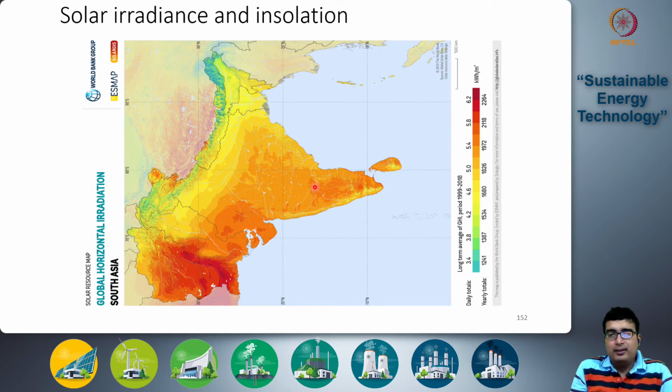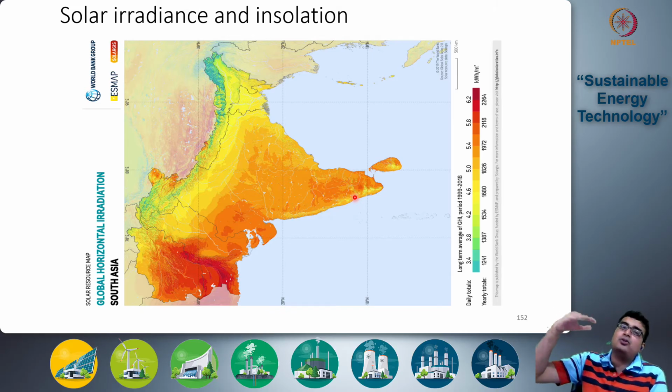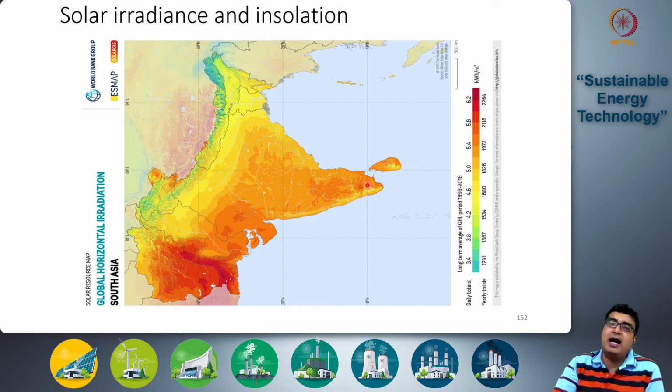These are the values that are available for India, global horizontal irradiation, daily totals and yearly totals. As you would expect, the arid regions in Western India are some of the best places for having solar cells, as well as the low latitude regions in Tamil Nadu, Telangana. These are high plateaus, and so these have relatively higher solar insolation, also because these are at lower latitudes.